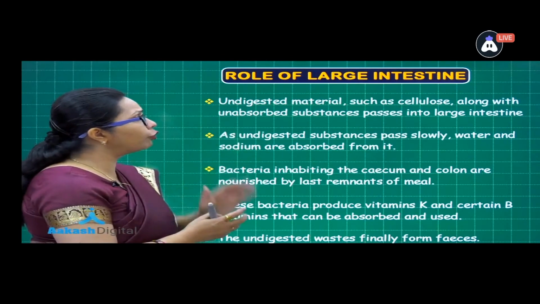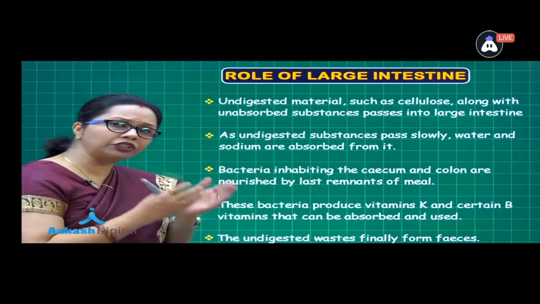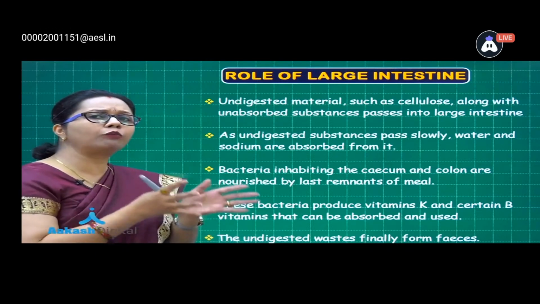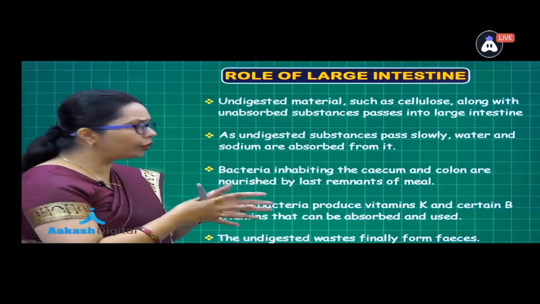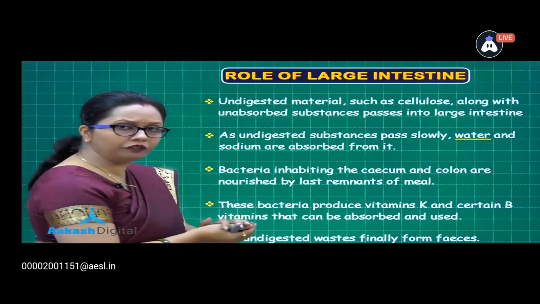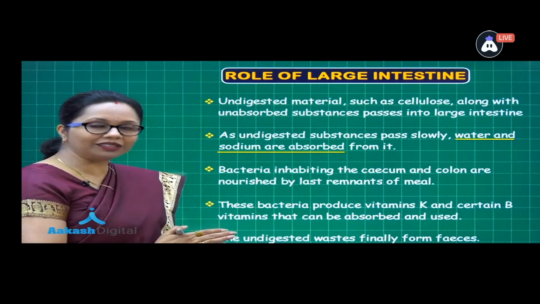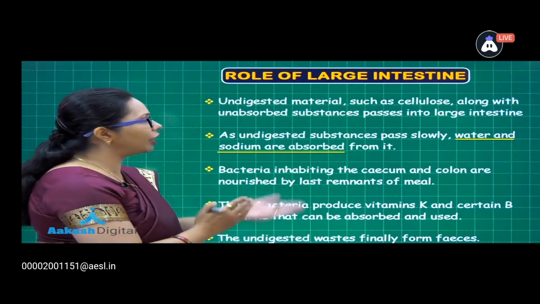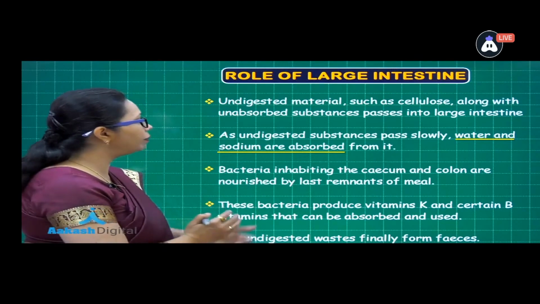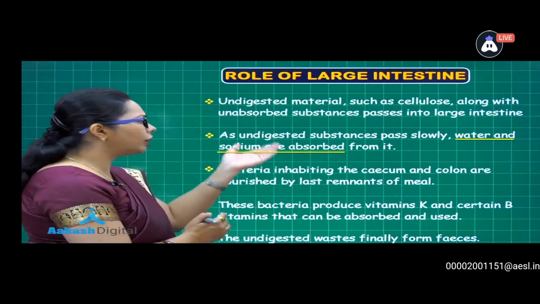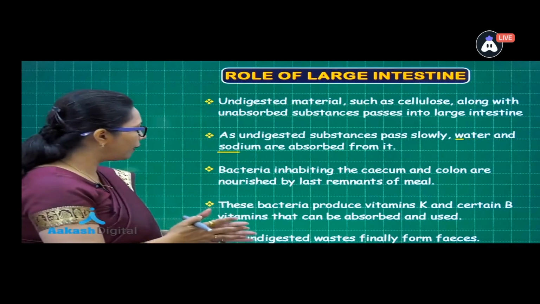Once the food passes into the large intestine, peristalsis is still occurring, but it has become quite slow. As the food passes slowly, some of the water which is left out gets absorbed. Maximum water is absorbed in the small intestine itself, but whatever is left out also gets absorbed. Some of the sodium ions and other monovalent ions will also be absorbed.